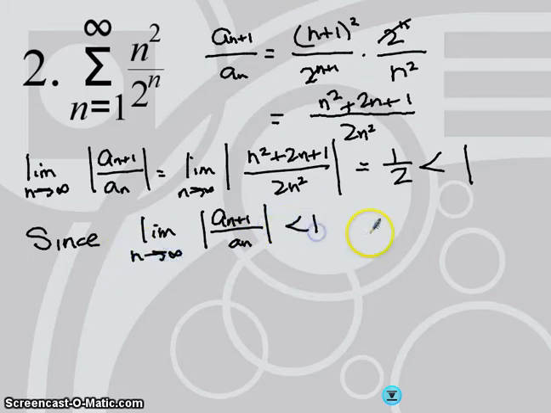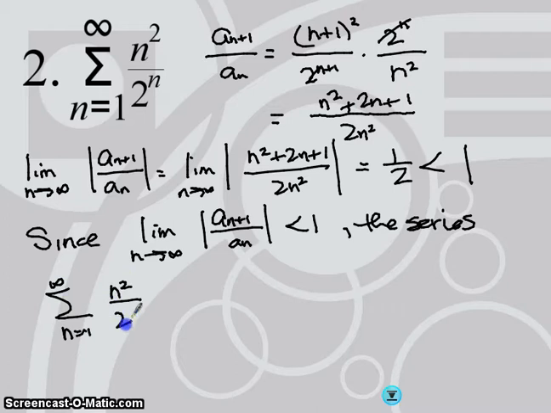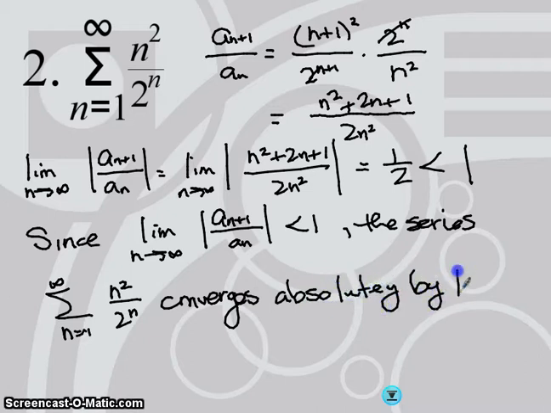Is less than 1, the series, the summation from n equals 1 to infinity of n squared over 2 to the n, converges absolutely, and therefore converges by the ratio test. It's good to note what test we're using, ratio test, especially since we're going to be doing 2 tests today. Okay?